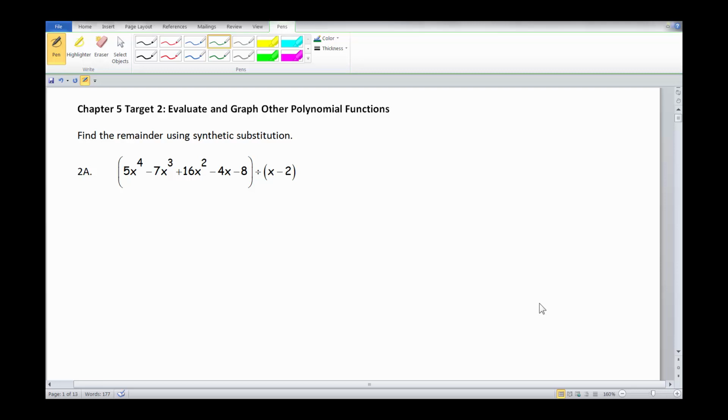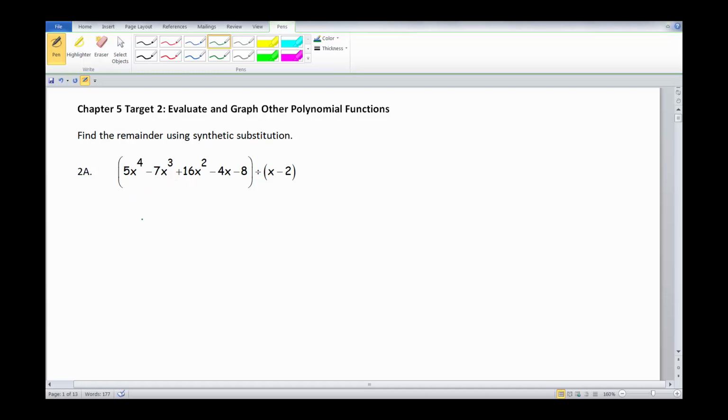Here we are at our Chapter 5, Target 2, Problem 2a. We're asked to find the remainder using synthetic substitution. And right away we see our polynomial right here, and it's being divided by that x minus 2. What we're going to go ahead and do is, using synthetic substitution, just drop down our coefficients.